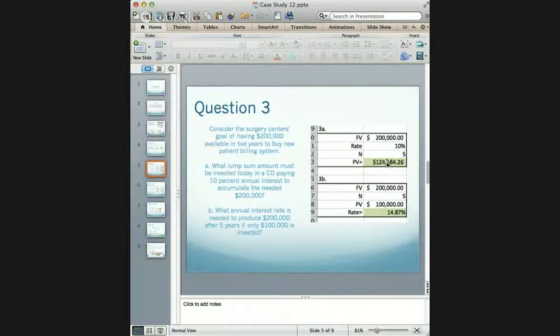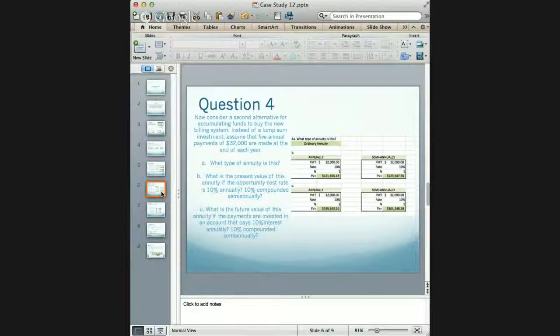So I think this is interesting. If we did this analysis, we're like, well, we don't have $124,000 and some change. What are our other options? I can come up with $100,000. That's what the problem tells us. And we have 5 years to make this $200,000 bottom line. So we would need a CD that would be willing to pay an interest rate of 14.87%. As you can see here, I use the rate function in Excel. So pretty straightforward and a good tool for us to use even in our everyday lives. So moving on to question 4.